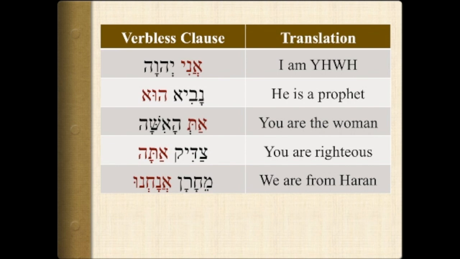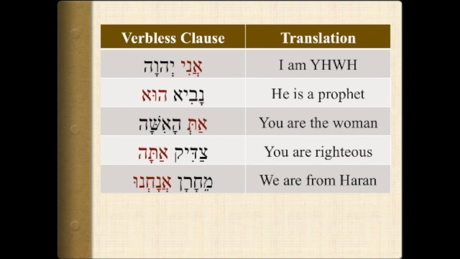Let's look at the next one, Navi hu. He is a prophet. Now notice that unlike English, here the word order in Hebrew doesn't make any difference. You can have hu navi or navi hu. It means exactly the same thing. He is a prophet.